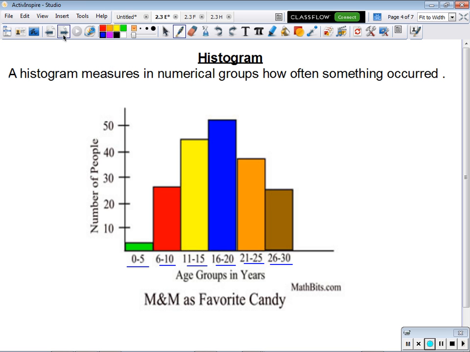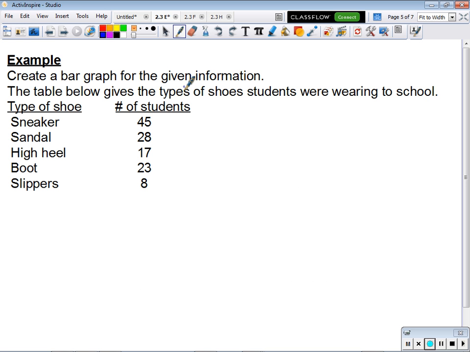So if we're talking about making a bar graph, this question here says, create a bar graph for the given information. So we have the type of shoe that a student wears and how many students wore that particular type. So when I go to make my bar graph for this, I'm going to put this over here. I'm going to put my categories on the bottom. So I have sneaker, and I'm going to abbreviate these. So sneaker, I'll put SN, sandal, I'm going to put SA.